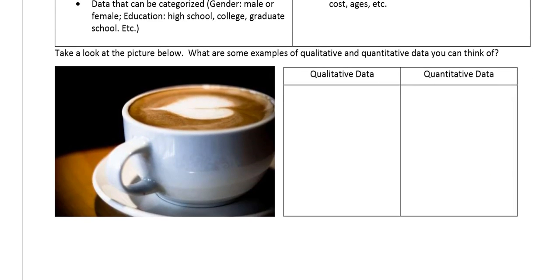What you guys could complete here, we could look at this and maybe think of some qualitative and quantitative. So qualitative could be like the color it is, there's a heart on top, you know, so those visual type things that we can't really measure. Quantitative could be like how much coffee's in there.